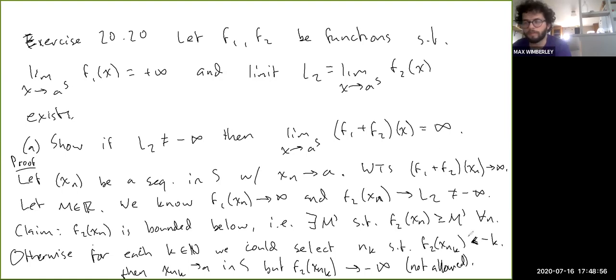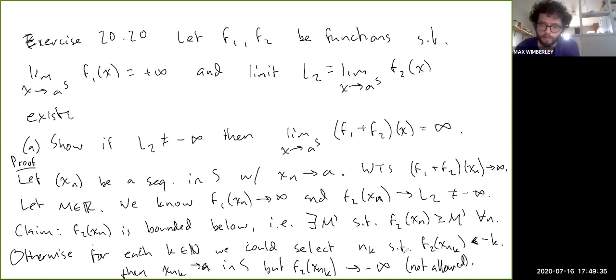So do you guys understand this argument? We've seen this kind of thing before a number of times by now. But in this case, it's a combination of two things. It's the fact that f2 of x_n as a sequence actually has a limit. It doesn't just diverge completely. The fact that the limit exists and the fact that it's not infinity combined mean that f2 of x_n is bounded below.